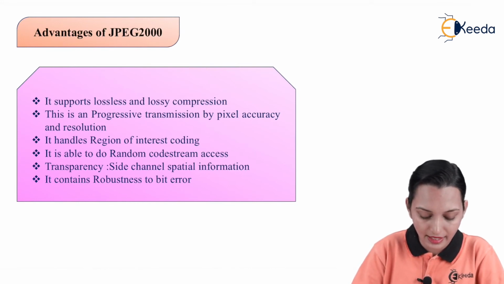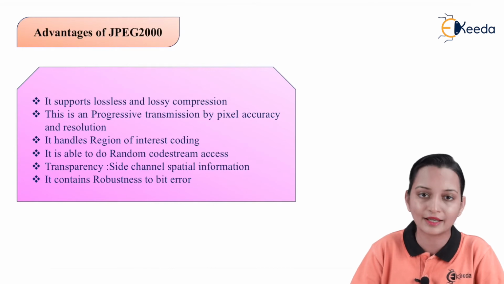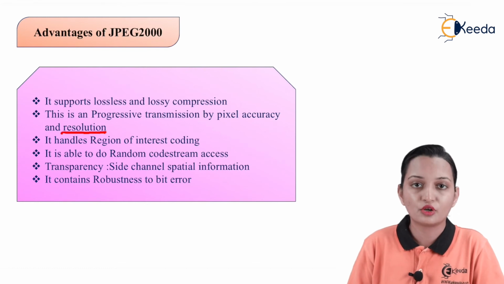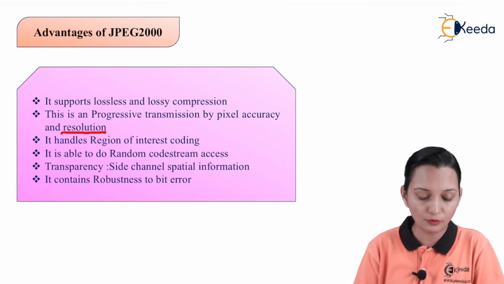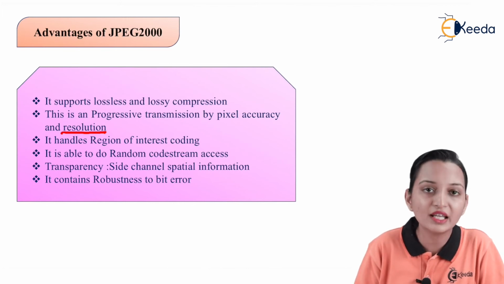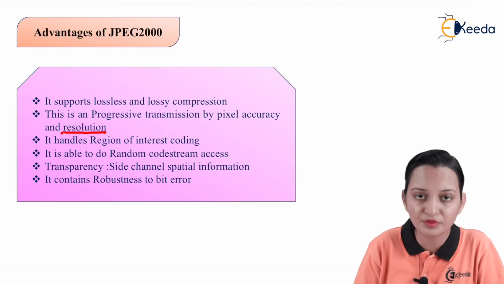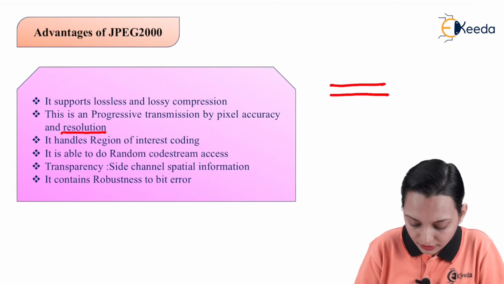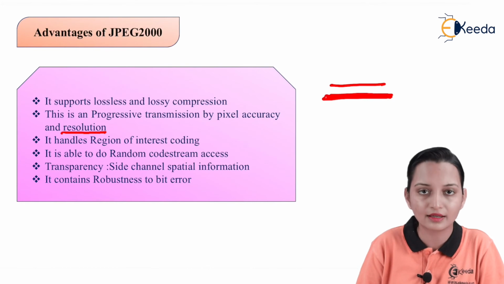Second, it supports progressive transmission by pixel accuracy and resolution. So what does resolution mean? Resolution means how your image is able to give you the detailing of the image values. Every image is developed with the help of some pixel values, and in the basic theory behind the camera, a light line and a dark line give you the resolution; a highly resolved image is what we always require.